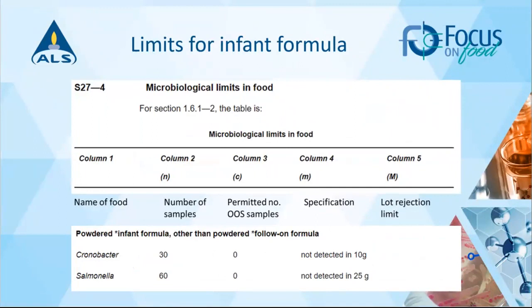Some high-risk foods have limits and sampling plans developed that are very tight, and they're indicative of the potential impact of a food safety incident on the consumer. For example, powdered infant formula requires testing of 30 samples per lot for Chronobacter and 60 samples per lot for Salmonella. No detections are permitted in 10 grams for Chronobacter and 25 grams of sample respectively for Salmonella.